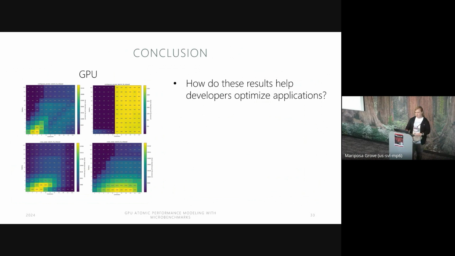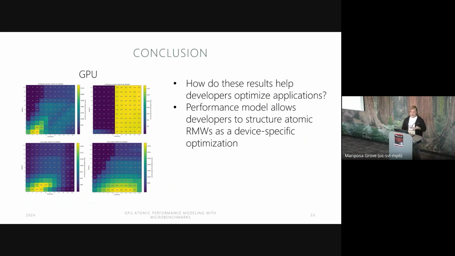But how do these results help us optimize applications? It's a very important question here. Again, these graphs are confusing to look at, even if you've been staring at them as long as I have. The hope is that a sufficiently appropriate performance model allows us to structure our atomic RMWs as device-specific atomic optimizations. If you can have some conditions that you know are going to give you better throughput for your atomics, and your application cares about the performance of GPU atomics, you want to know that you're not going to land in the blue region of these graphs. You want to know that you're going to land in the yellow region. You want to have some understanding of your access pattern in your application, which, like I mentioned earlier, some of the access patterns are complex enough that they can be represented best by randomness. Some of them are not.